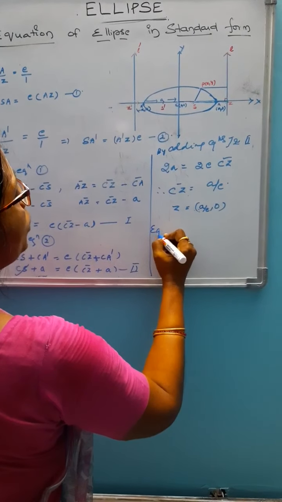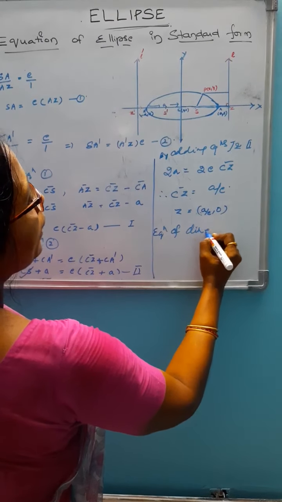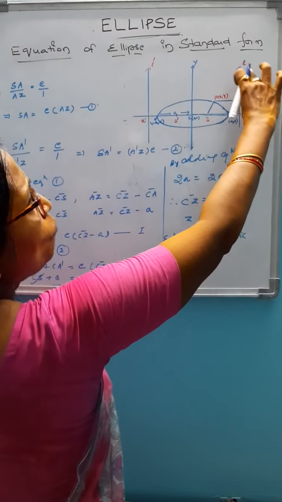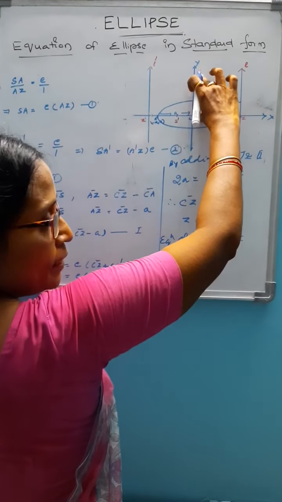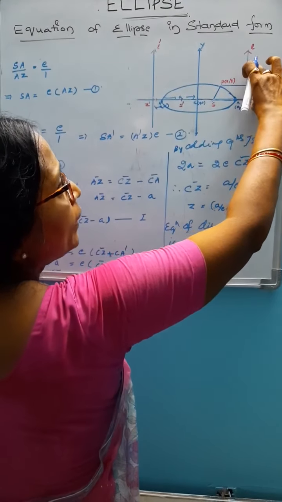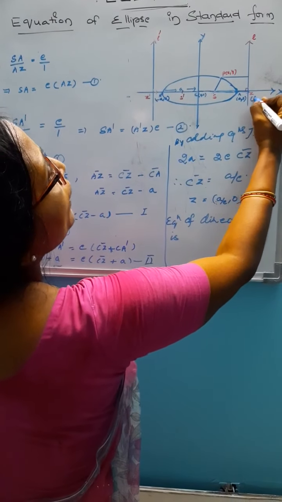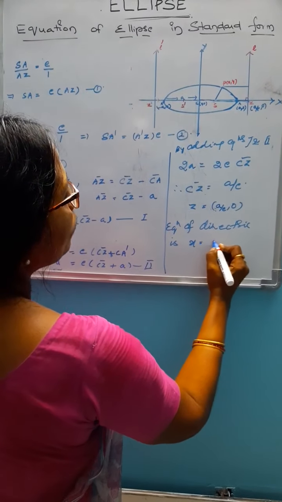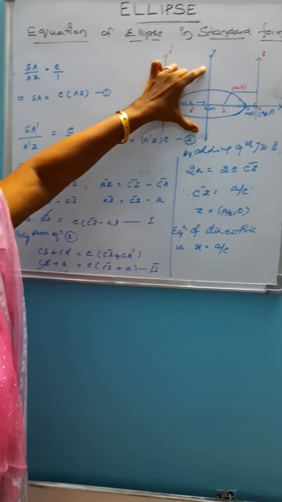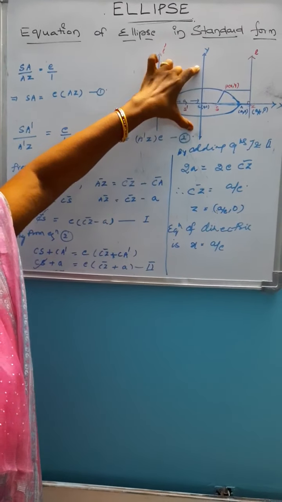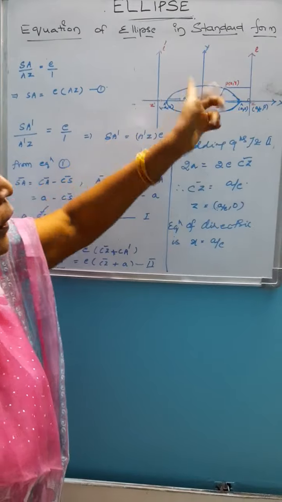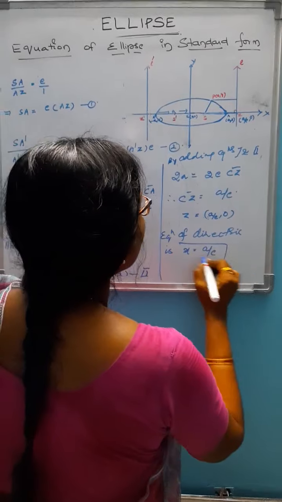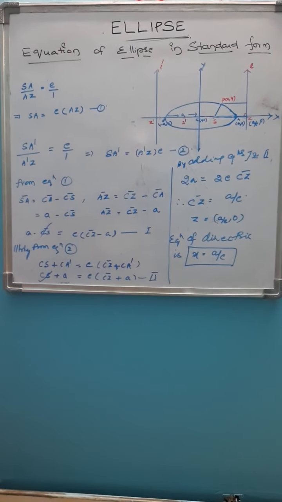Now, the equation of directrix is, this directrix is parallel to the y-axis. The equation of the y-axis is x is equal to 0. So, it is parallel to the y-axis at a distance of A by E. So, the equation of directrix is x is equal to A by E, because the equation of the y-axis is x is equal to 0 and the directrix is parallel to it at a distance of A by E. This is the equation of the directrix. Okay.